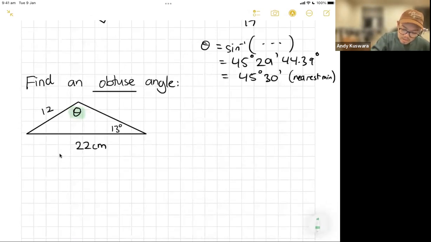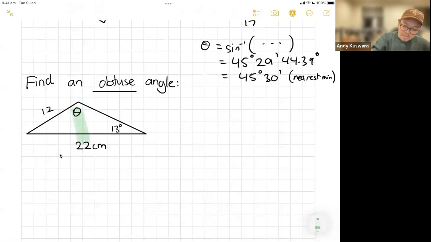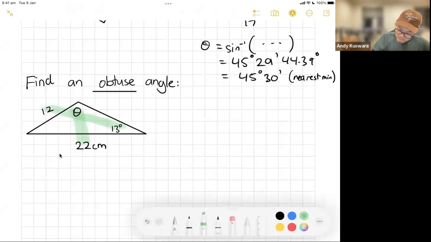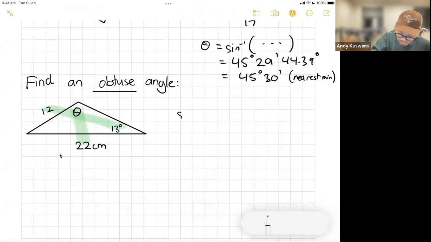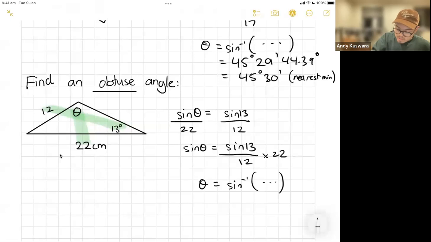Now I can see that that angle is going to relate to that side. And I can see here that this angle is going to relate to that side. So we've got this crisscross going on. It is the sine rule. Very similarly, I'm going to go sine theta over 22 equals sine 13 over 12. I'm going to times both sides by the 22. Sine 13 on 12 times 22. And then I'm going to go theta equals and do the sine inverse of whatever that is.